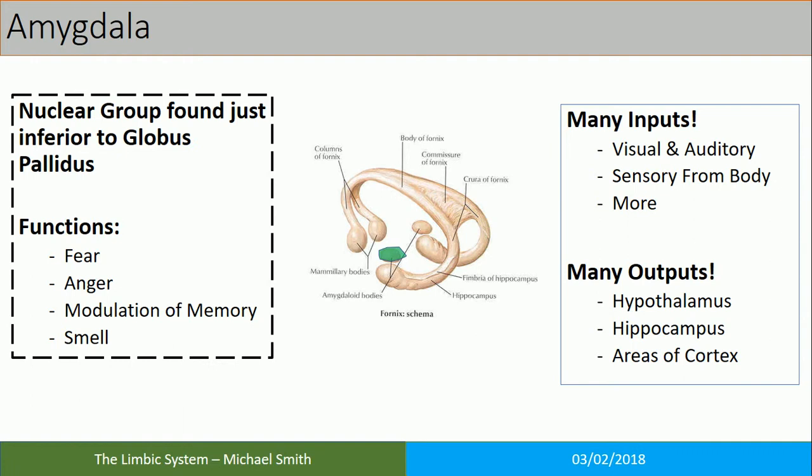So their main functions are in fear and anger, but they also play important roles in modulation of memories, and they have a role in smell. And this helps to explain why smell often has very strong associations with memories for people. The inputs for this area include visual and auditory information and sensations from around the body, which help to modulate the memories. And then the information is passed to the hypothalamus and the mammillary bodies and to the hippocampus to then help you build up these memories.